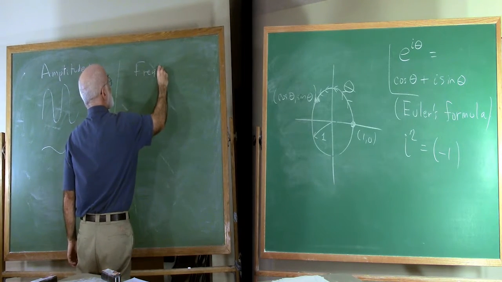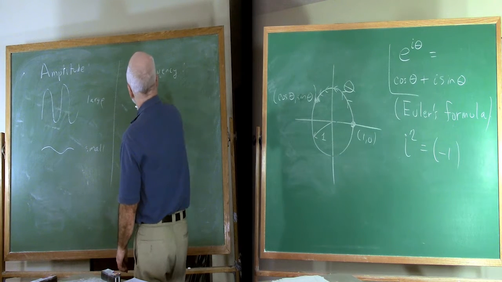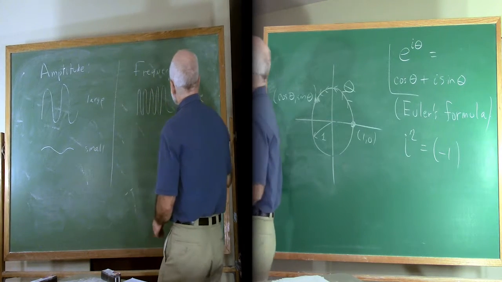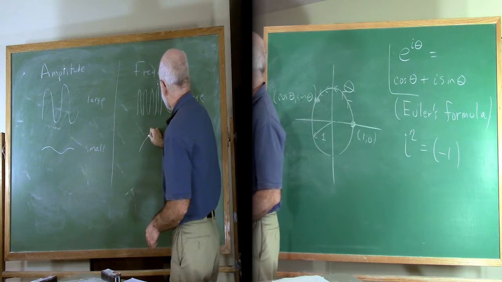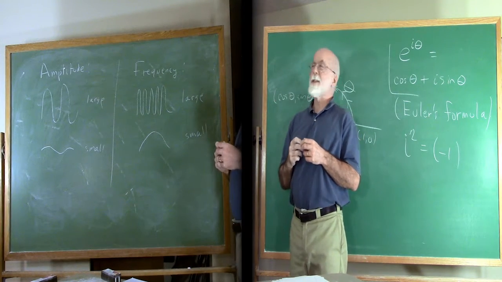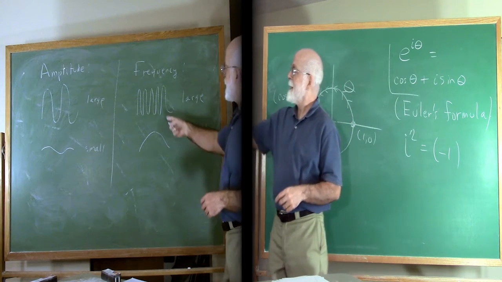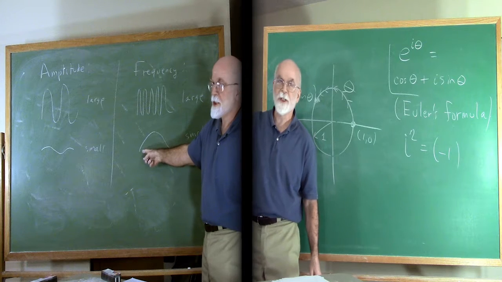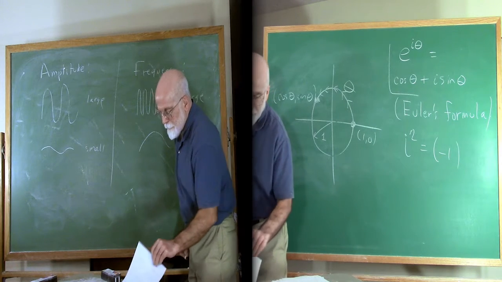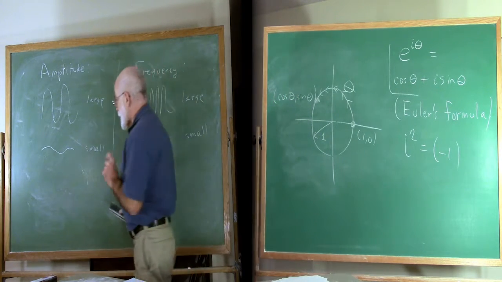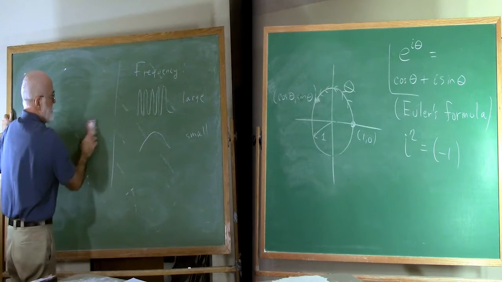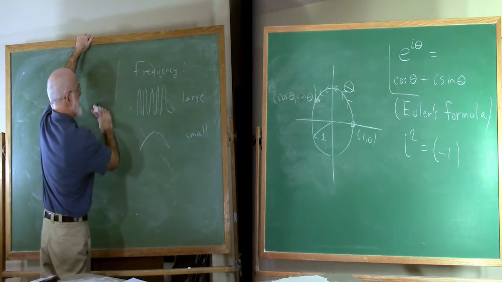Frequency. Here's a large frequency. And here's a small frequency. Frequency measures how jittery the graph is. Up, down, up, down, up, down. As opposed to a slow, calm oscillation. Now this becomes particularly interesting when you look at particular classes of waves. Let's talk about those electromagnetic waves first.